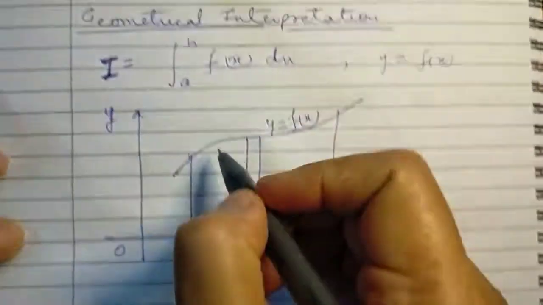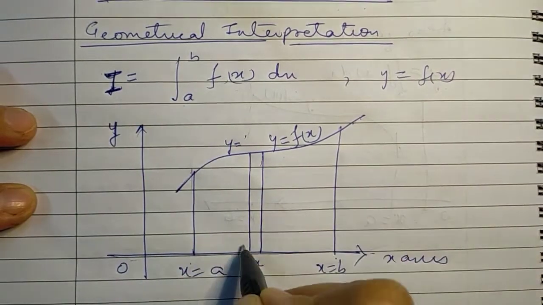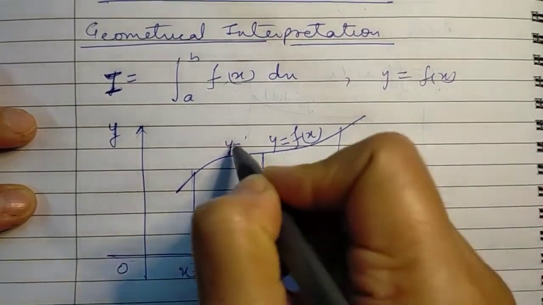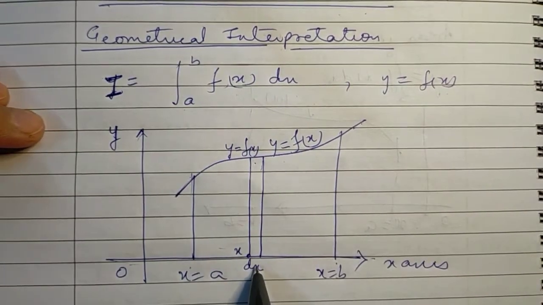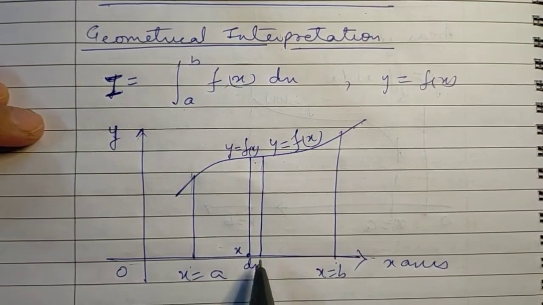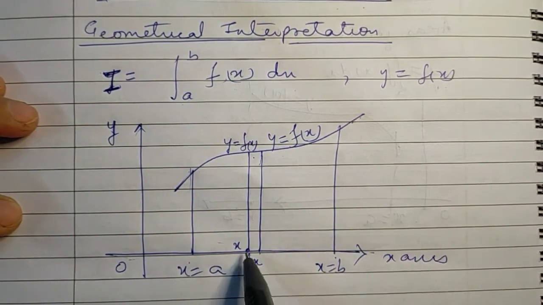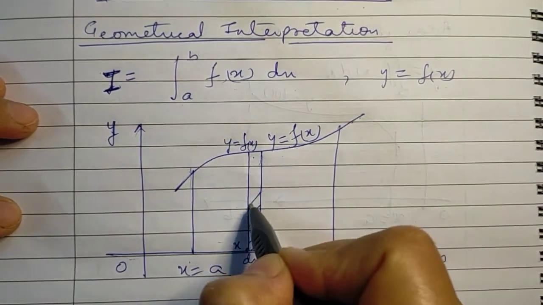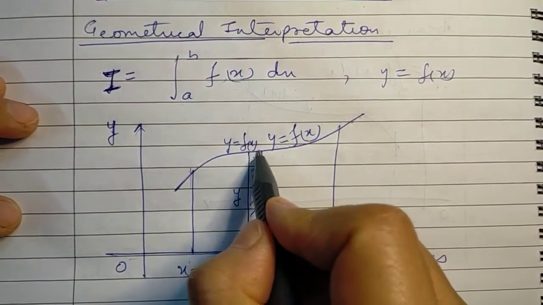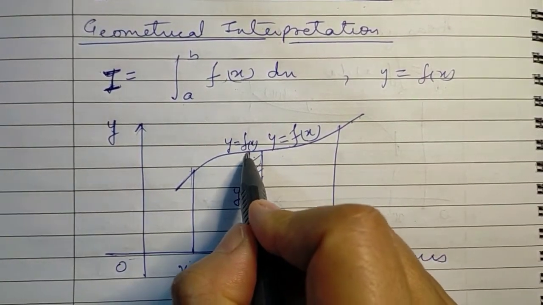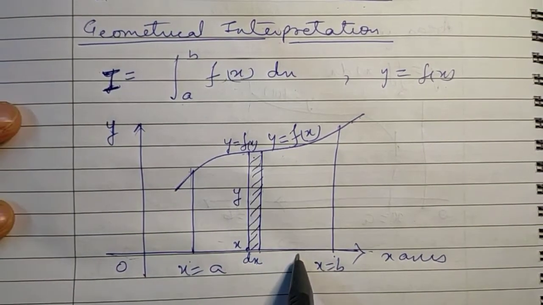Suppose this is a line which corresponds to a point x, so this y will be f(x) at this point. Give a small increment dx to this x along the x-axis, so that the thickness of this strip would be dx. The height of this strip would be y, and the upper end of this strip is along the curve, whereas the lower end of the strip is along the x-axis.